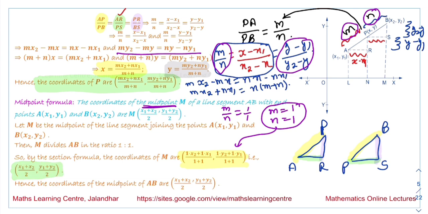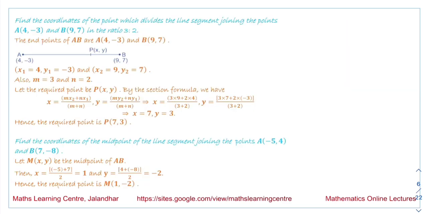And this formula gives the midpoint of the 2 points A, B. If A, B are the endpoints of this line segment, then these are the coordinates we are talking about, the coordinates of the point P, which is the midpoint of these 2 points. So the question based upon this is, find the coordinates of the point which divides the line segment joining the points. These are the 2 points given to us.